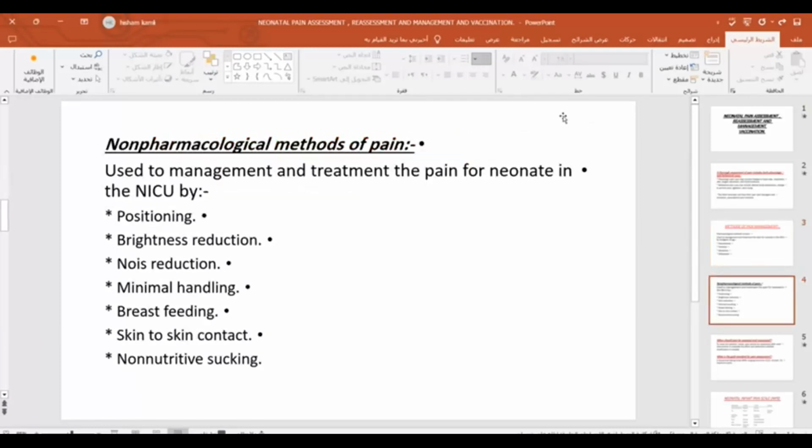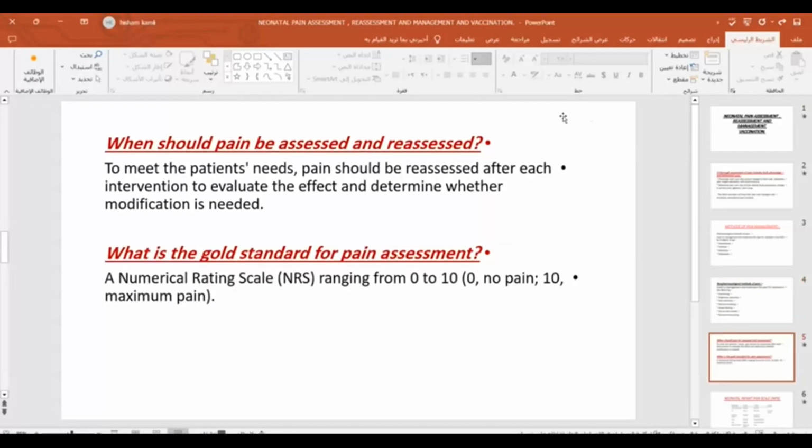Another method is the non-pharmacological method. It is used for the management and treatment of pain in neonates admitted to the NICU by positioning, bright light reduction, noise reduction, minimal handling, breastfeeding, skin-to-skin contact, and non-nutritive sucking. When should pain be assessed and reassessed? Pain should be reassessed after each intervention to evaluate the effect and determine whether modification is needed.